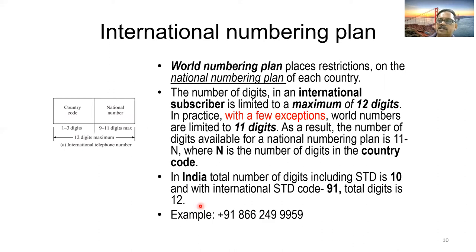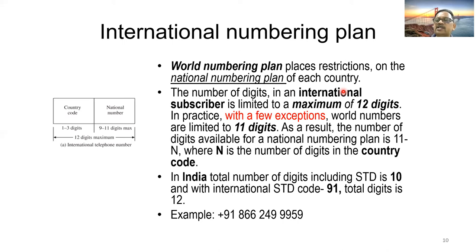Let us discuss some more information on the international numbering plan. The world numbering plan, or the international numbering plan, places restrictions on the national numbering plan of each country. The limitation is 12 digits maximum, including the zone code, country code, and national numbering scheme. So all put together, you should not have more than 12 digits.